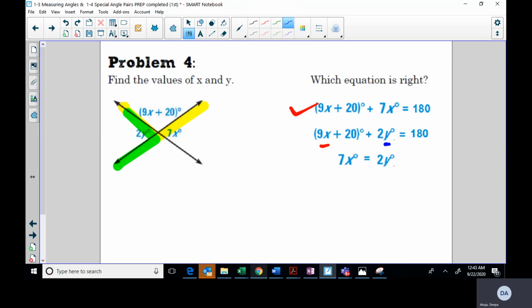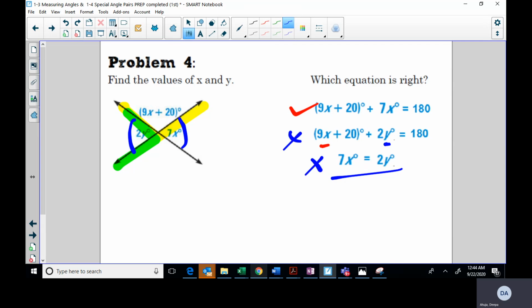Same thing applies for 7x and 2y. 7x and 2y are equal to each other because they are vertical angles. They are opposite to each other, one is left, another one is right. I can say, yes, they are equal, and use it for solving the values of x and y. But when I go further, I cannot solve it. It will be stuck here only. 7x is equal to 2y. So that will also not be my correct setup.